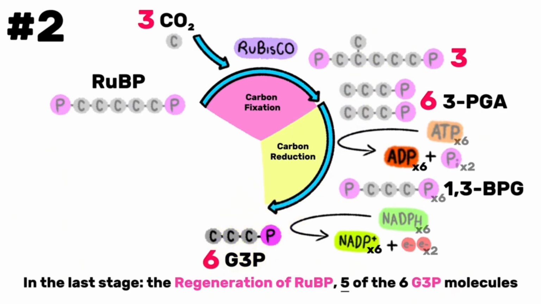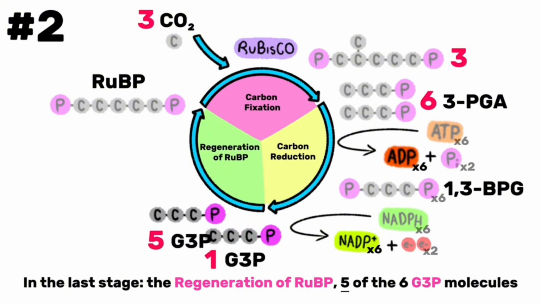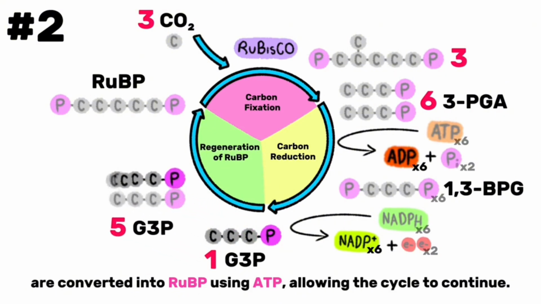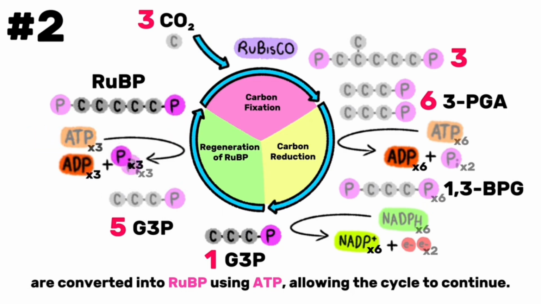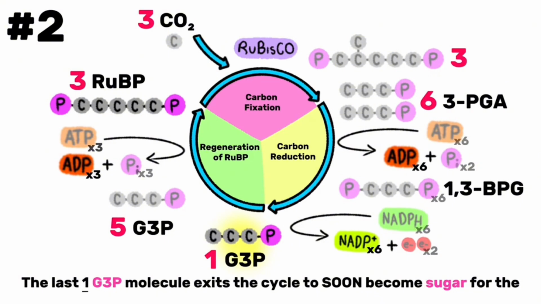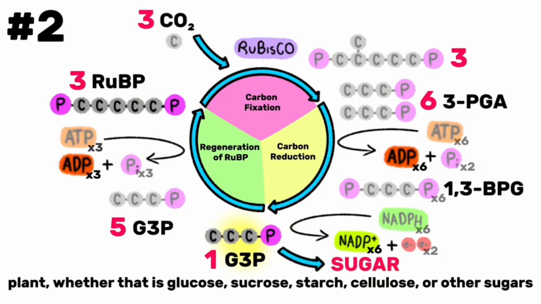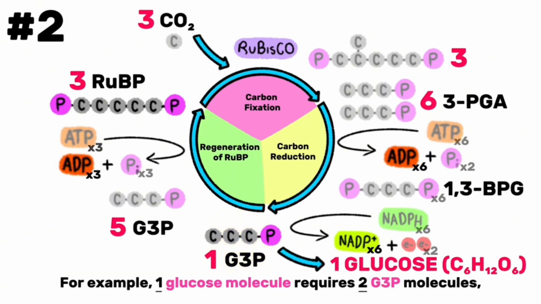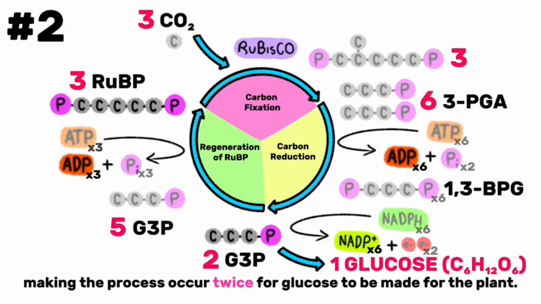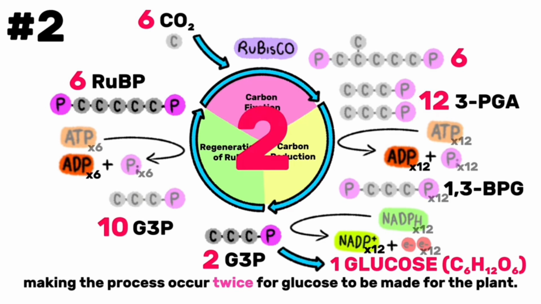In the last stage, the regeneration of RuBP, 5 of the 6 G3P molecules are converted into RuBP using ATP, allowing the cycle to continue. The last G3P molecule exits the cycle to soon become sugar for the plant, whether that is glucose, sucrose, starch, cellulose, or other sugars. For example, one glucose molecule requires 2 G3P molecules, making the process occur twice for glucose to be made for the plant.